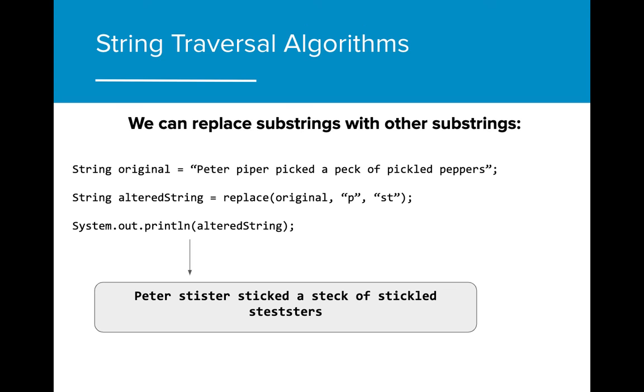Here is an example call to the replace method. In this example, we initialize the string alteredString to be the return value of replace, where the value p is being replaced with the value st. As we can see in the print statement, all instances of p have been replaced with st. The initial P does not change because p and capital P are different characters.